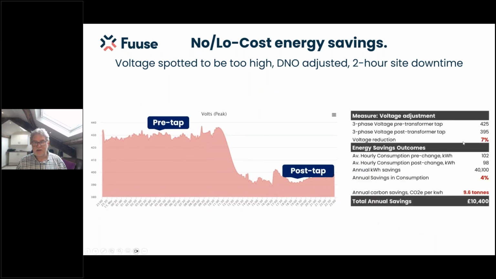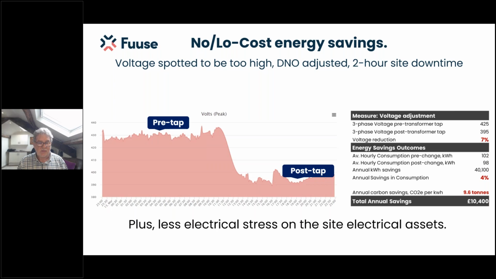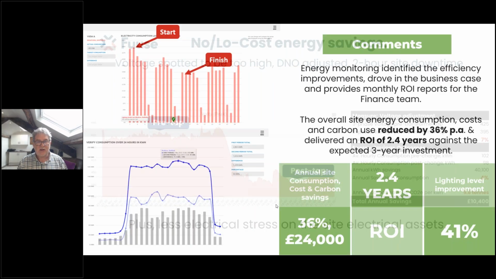And here are some of the savings. We tapped down by 7%. That led to about 4% in savings in consumption, which equates to nearly 10 tons of carbon a year and an annual saving of £10,000 for about a £3,500 DNO exercise. So that's a pretty good no low cost saving. Plus, of course, the voltage has come down, so there's less stress on the electrical assets.